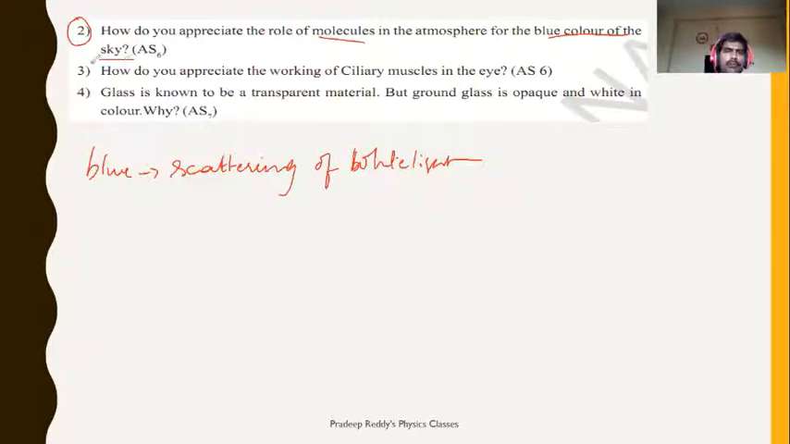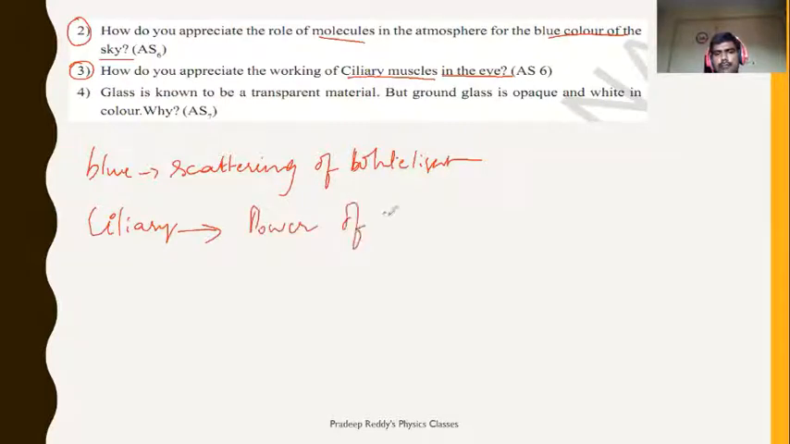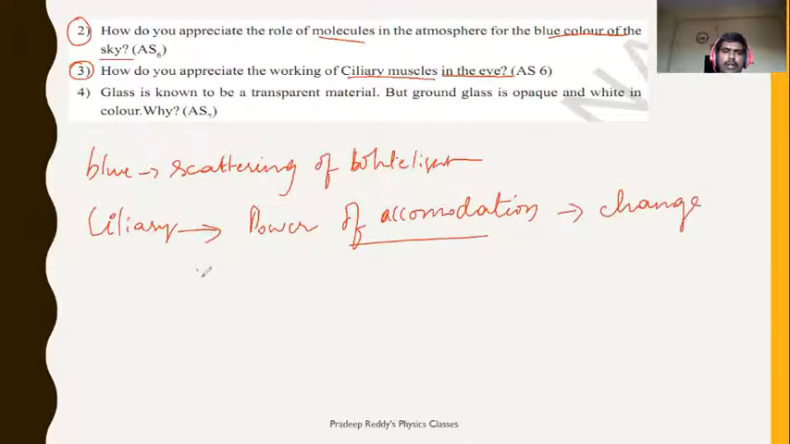That is number 2. And next, coming to question 3, how do you appreciate the working of ciliary muscles in the eye? Remember that ciliary muscles are used in the power of accommodation. Power of accommodation. And ciliary muscles change the focal length of the eye lens.